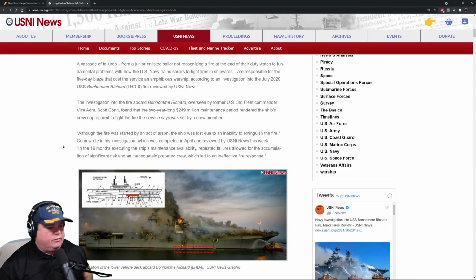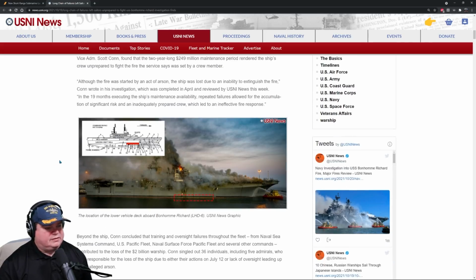Quote, although the fire was started as an act of arson, the ship was lost due to its inability to extinguish the fire, Kahn wrote in his investigation, which was completed in April, in a review obtained by USNI News this week. Quote, in the 19 months, excluding the ship's maintenance availability, repeated failures allowed accumulation of significant risk in an inadequately prepared crew, which led to an ineffective fire response.